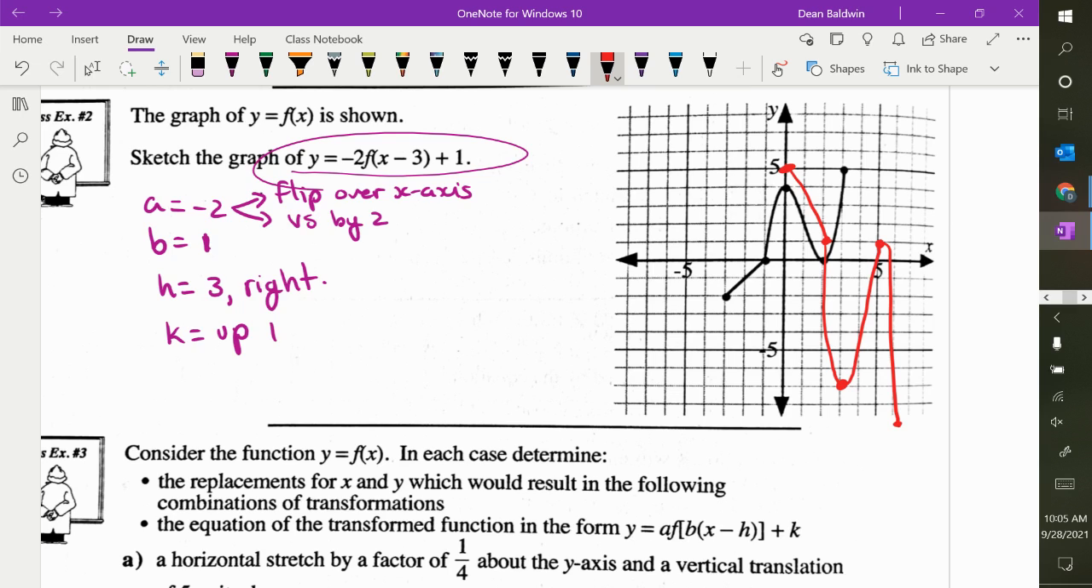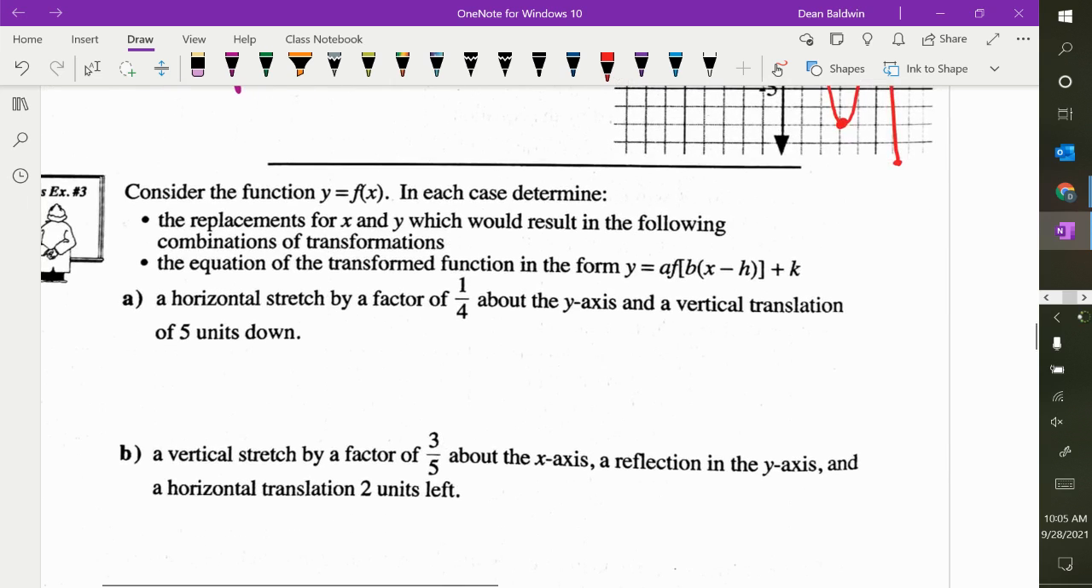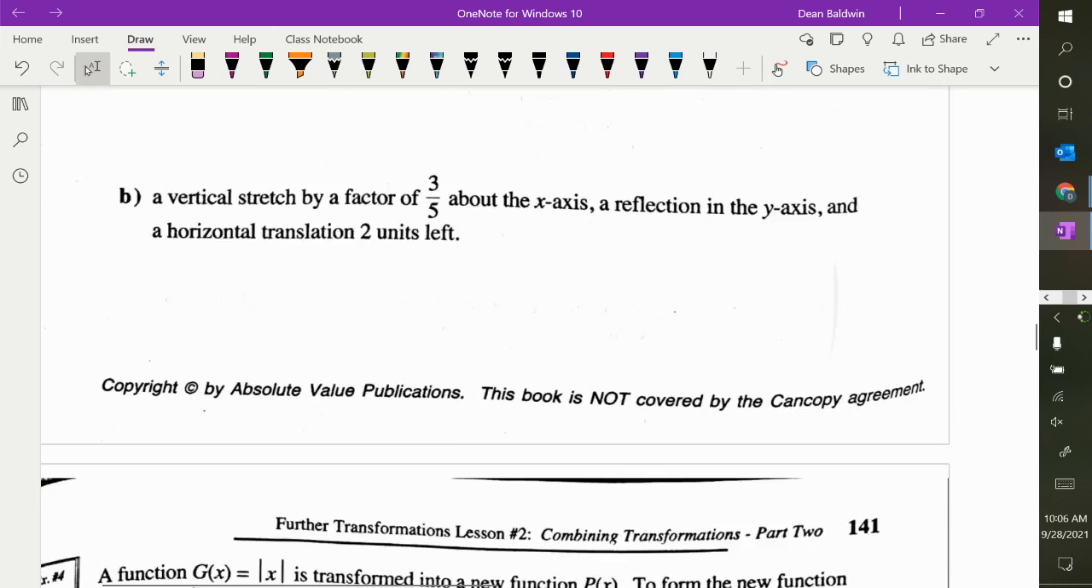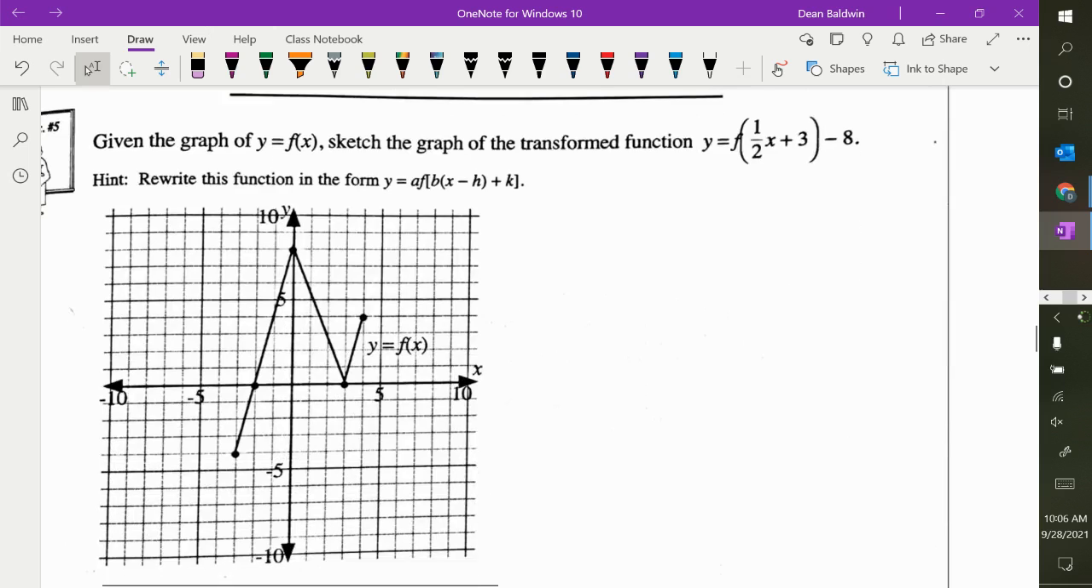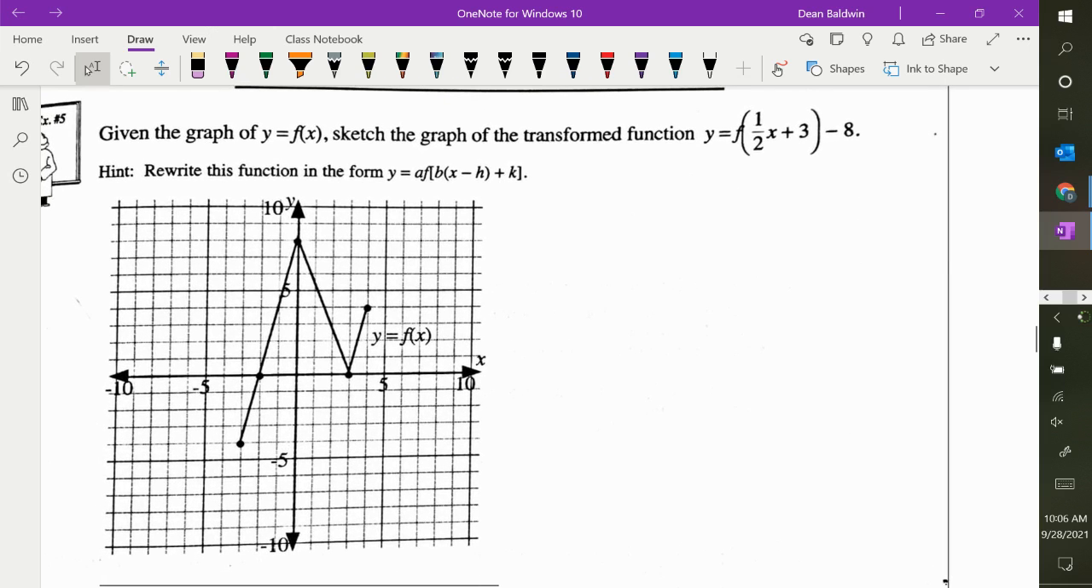Can I do the next one? All right. We'll come back to that one. We're going to skip to this one at the next page.